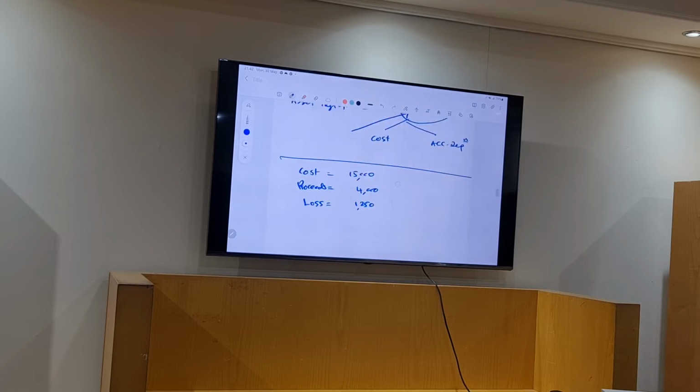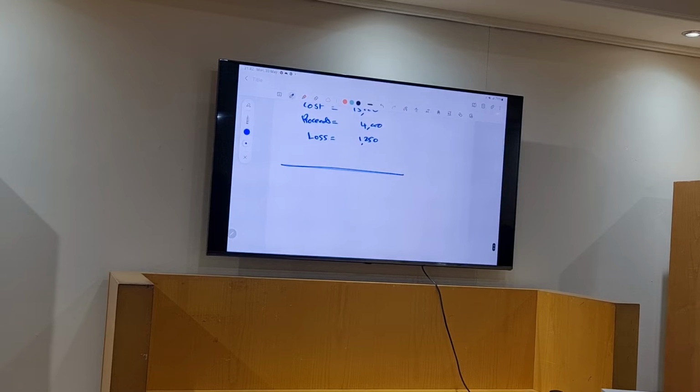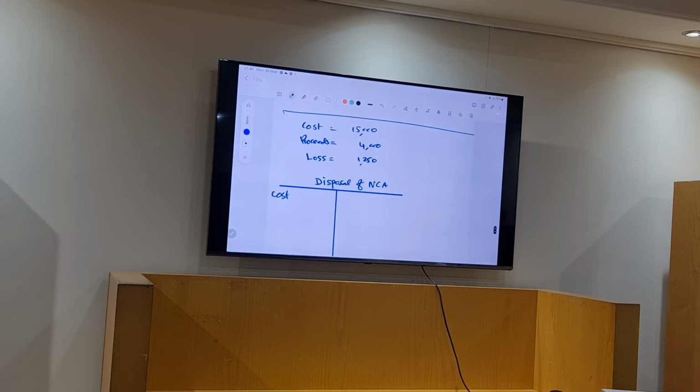Now you know that in doing a disposal account, we need to prepare a disposal of non-current asset account. How much is the cost of the asset which you are disposing? 15,000. Now the cash I receive is 4,000. What is the double entry? Debit cash, and credit disposal of fixed asset, 4,000.